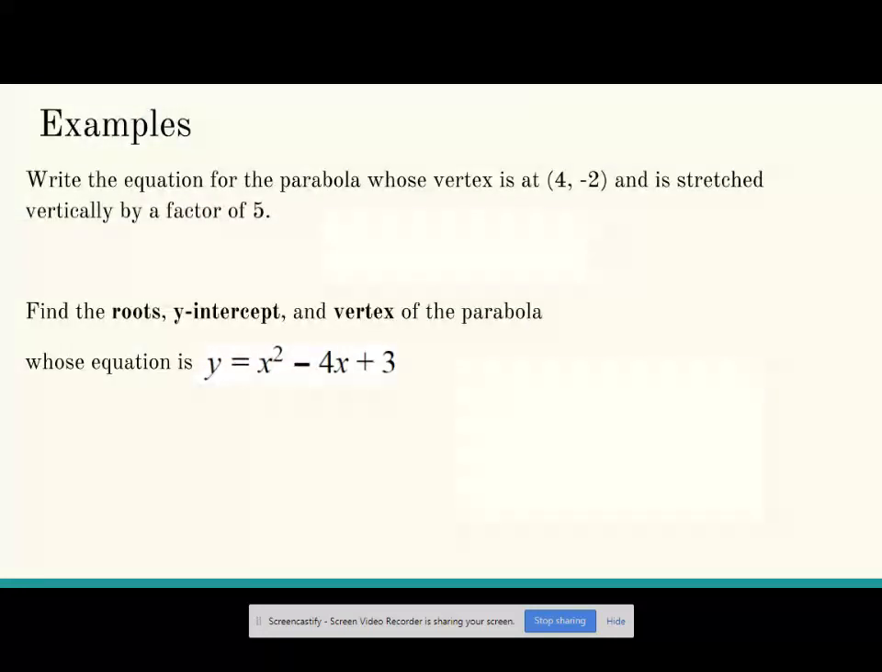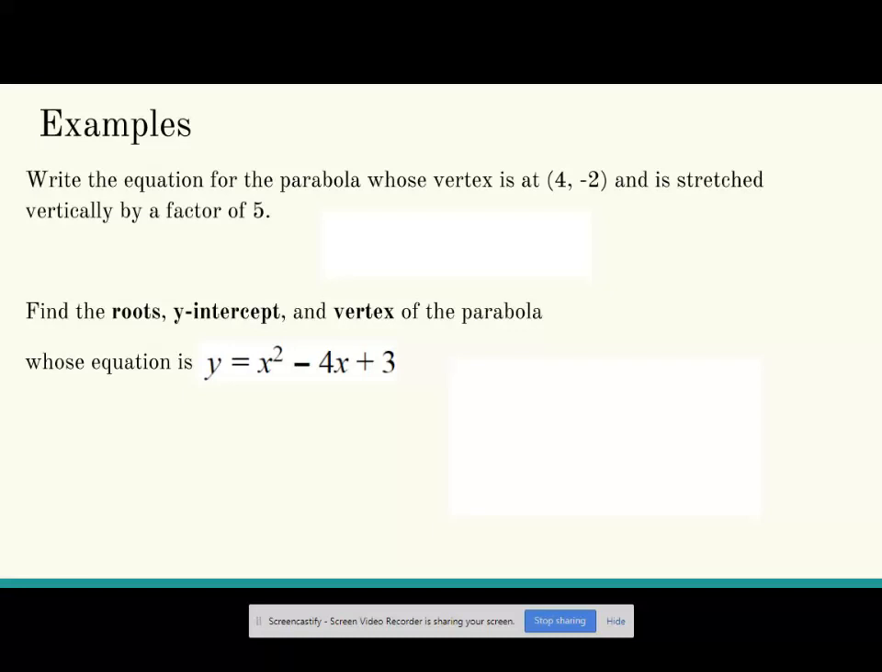Okay, so try 2 examples here. This is the last slide. Try and write the equation for a parabola whose vertex is at 4, negative 2, and is stretched vertically by a factor of 5. So while I may not ask you to physically draw a graph that has a scale factor of 5, I might ask you to write the equation that would give us this situation. So try and write that equation down in vertex form.